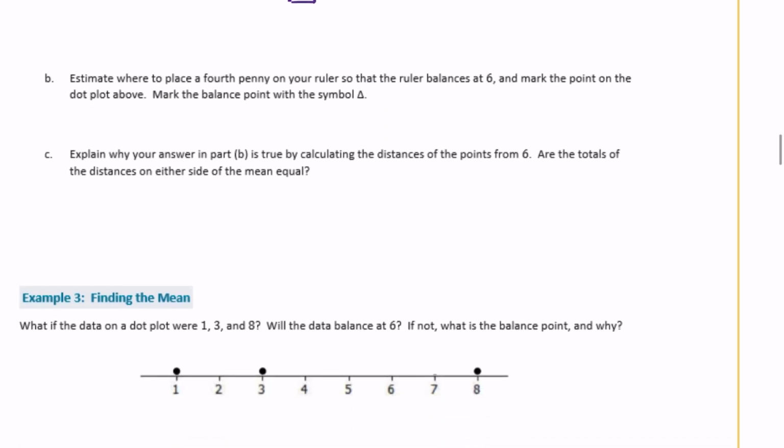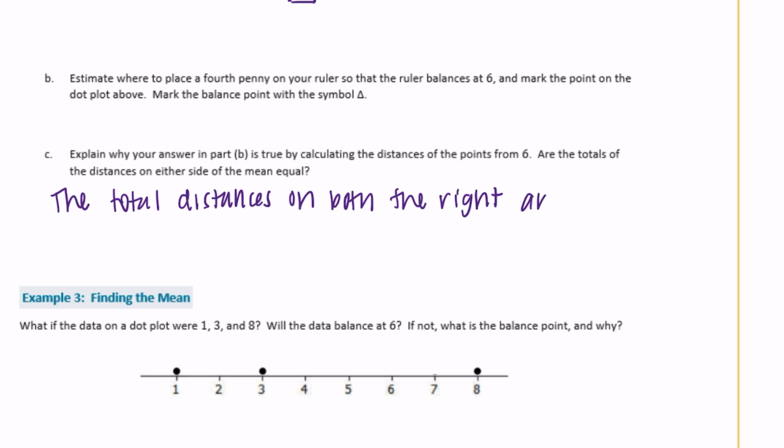So let's explain how we did that. The total distances on both the right and left side of the mean 6 is 5. So they are equal.